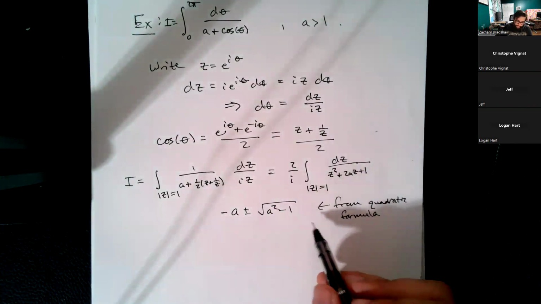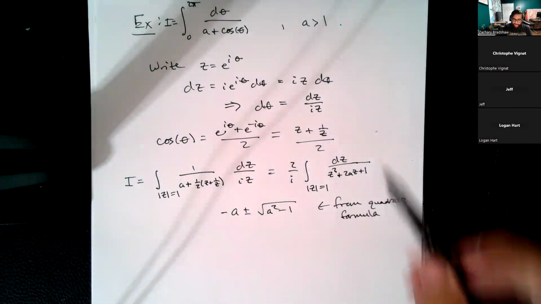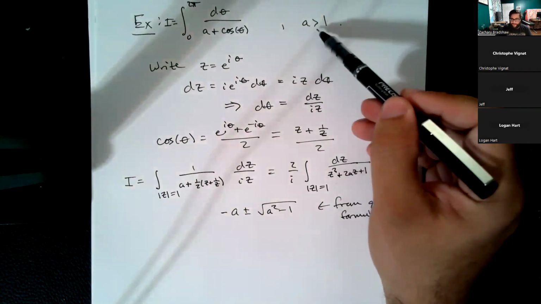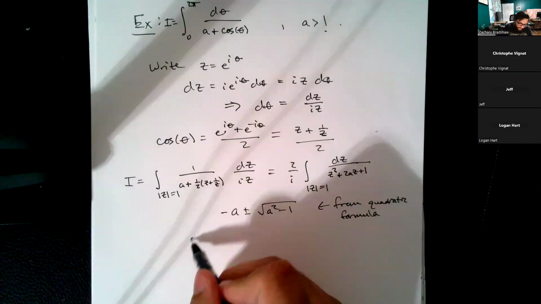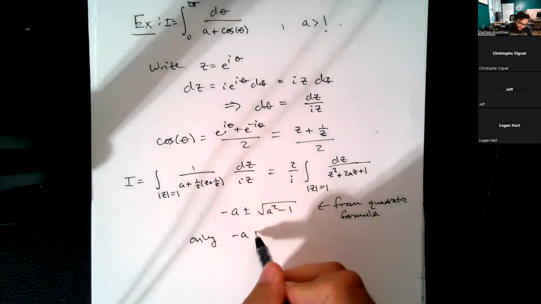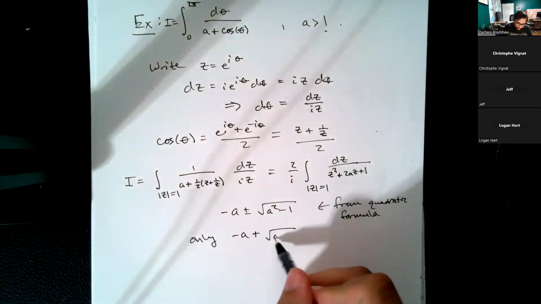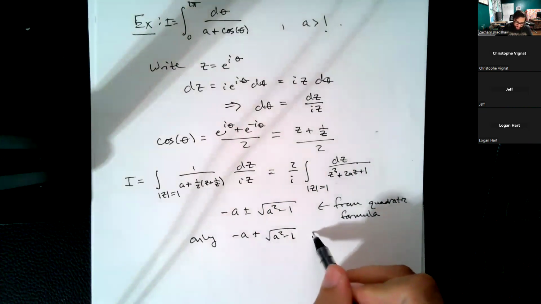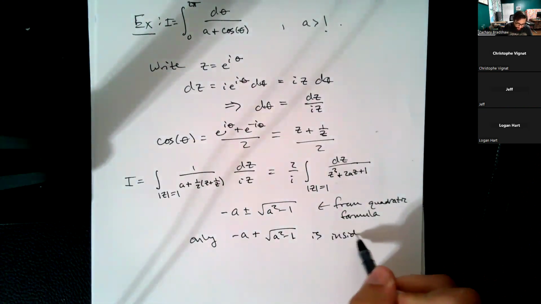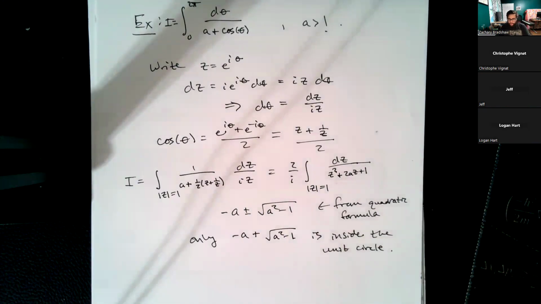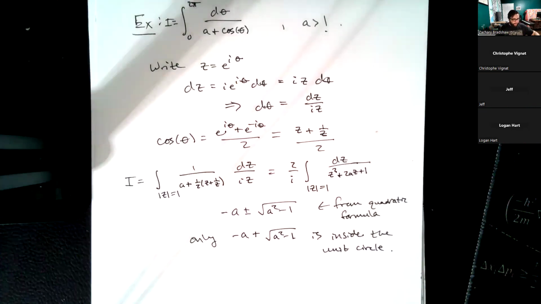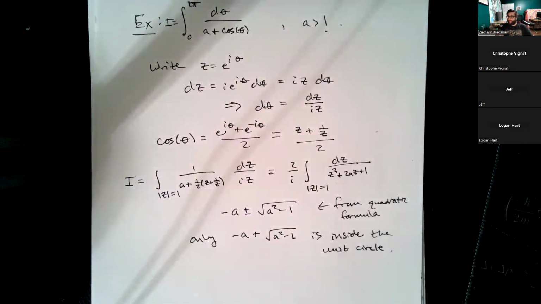Now, if you plotted this and recalled the assumption that a is greater than 1, what you'll find is that only minus a plus the square root of a squared minus 1 is inside the unit circle. So that's the only pole we're concerned with. The other one, we can throw it away.